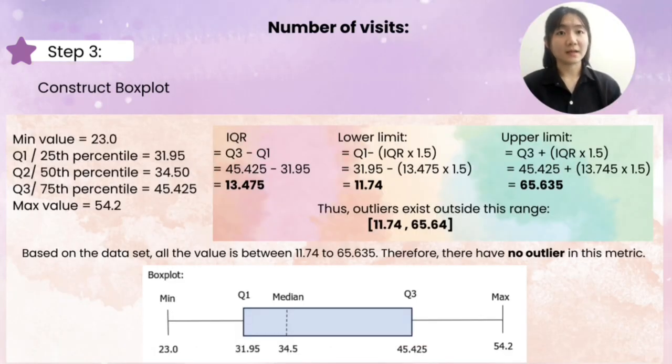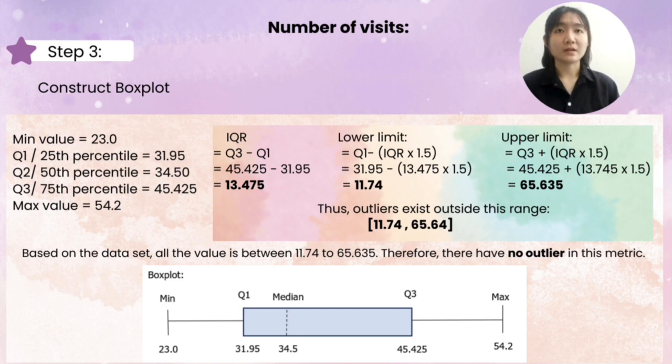Next, the third step is to construct the box plot. To construct the box plot, we need to know the minimum value, quartile 1, quartile 2, quartile 3, and also the maximum value. First, we need to calculate the interquartile range, which is IQR, by subtracting quartile 1 from quartile 3, and the answer is 13.48. Then for the lower limit, the answer is 11.74.